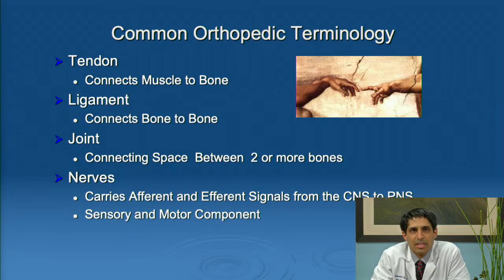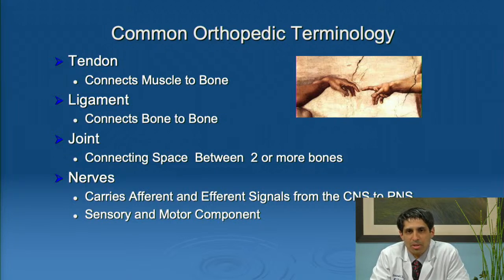Essentially, common things: tendons. What are tendons? Tendons connect muscle to bone. Ligaments are bone to bone. Joints are the spaces between bones, and obviously nerves carry signals from the brain to the peripheral nervous system, and there's also a sensation and a motor component to those.